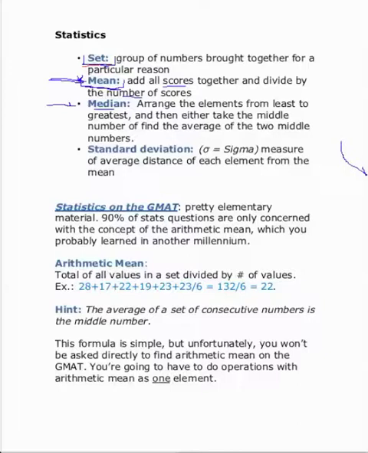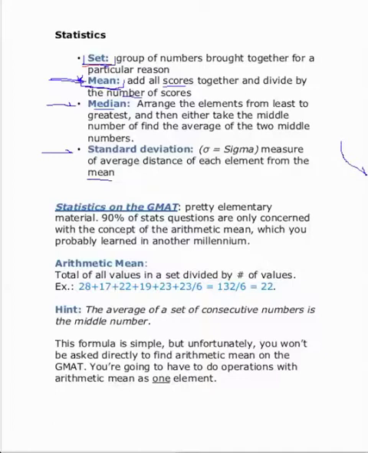And standard deviation, we'll get into that, but that's an average of the distance that all the different units are away from the average of them all. Again, you've had this in statistics before. It's not something that you have to calculate.